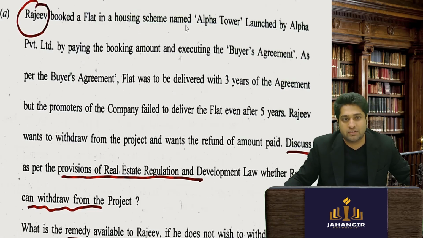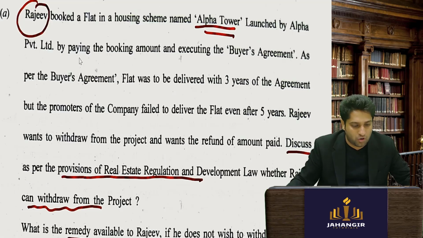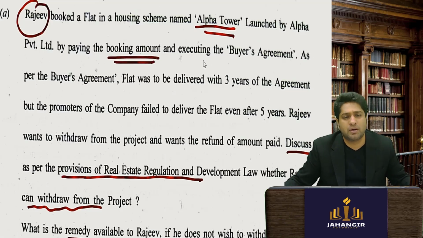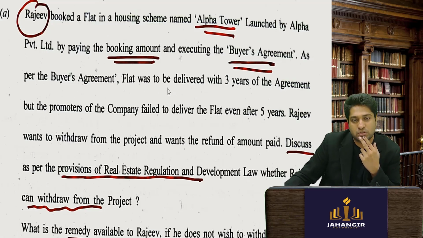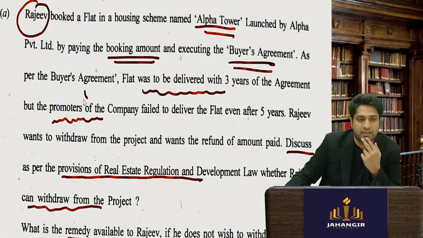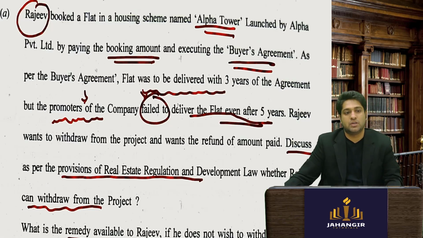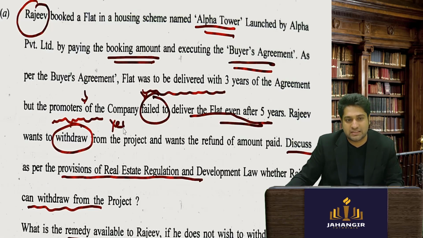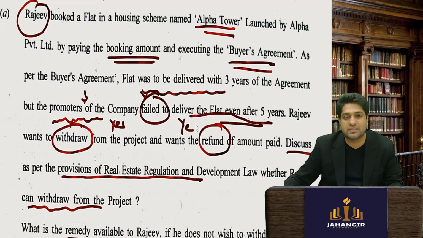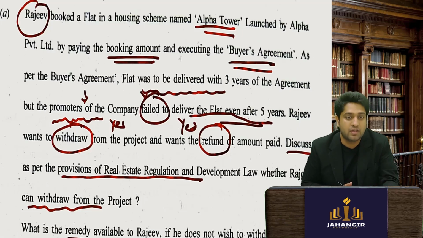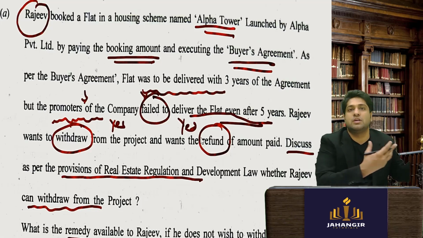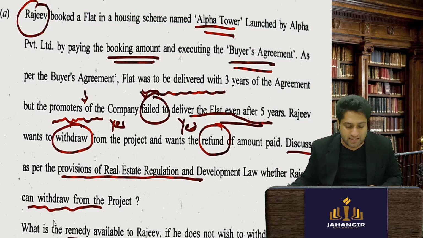He booked a flat in the name of Alpha Tower Launch by paying the booking amount. He did his good job and executed the buyer's agreement. So everything seems fine. As per the buyer's agreement, the flat was to be delivered within 3 years of the agreement, but the promoters of the company failed to deliver the project even after 5 years. So can he withdraw from the project? The answer is yes, he can withdraw. Can he get a refund? The answer is yes. RERA is a very strict law: if you don't adhere to the timelines for delivery, then a person who has given the amount can ask for a refund along with interest.